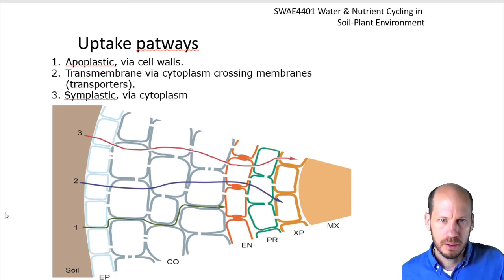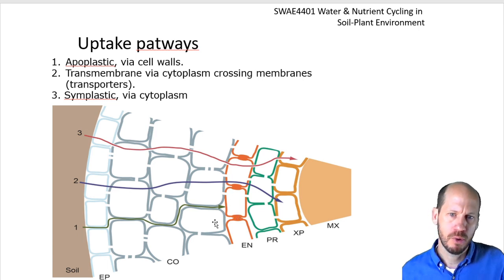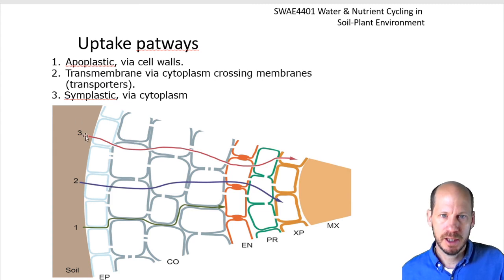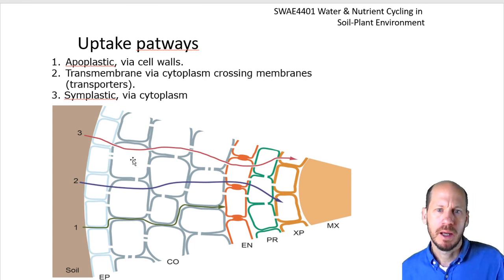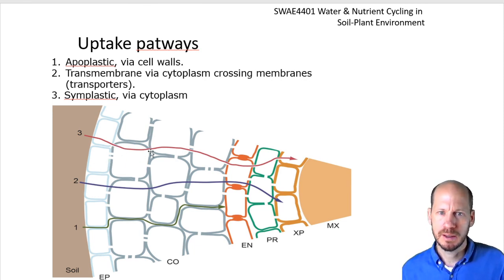So there are different pathways of the uptake. There is the apoplastic pathway, where the nutrient is moving through the extracellular environment, through the cell walls, the pores of the cell walls. The second mechanism is transmembrane, where the nutrients are going in and out of the cells on the cortex. And the third is the symplastic pathway, where these nutrients come into the intracellular environment, and then through the plasmodesmata, they move within the cells up to the xylem.